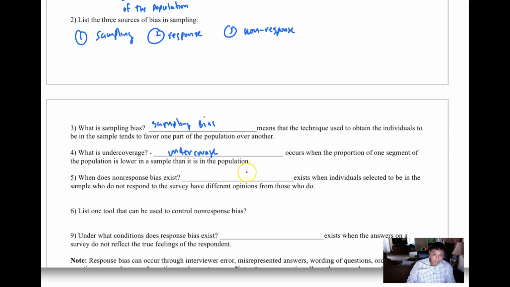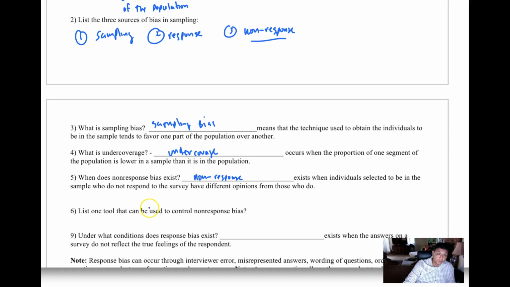The next one was this idea of non-response bias. When does non-response bias exist? Well, non-response bias exists when individuals selected to be in the sample do not respond. So for example, we keep asking people a survey question and people don't respond. If you have too much non-response, we don't have an idea of what that group of people thinks. So our results could be skewed or incorrect because we just don't have a response from a certain group of people.